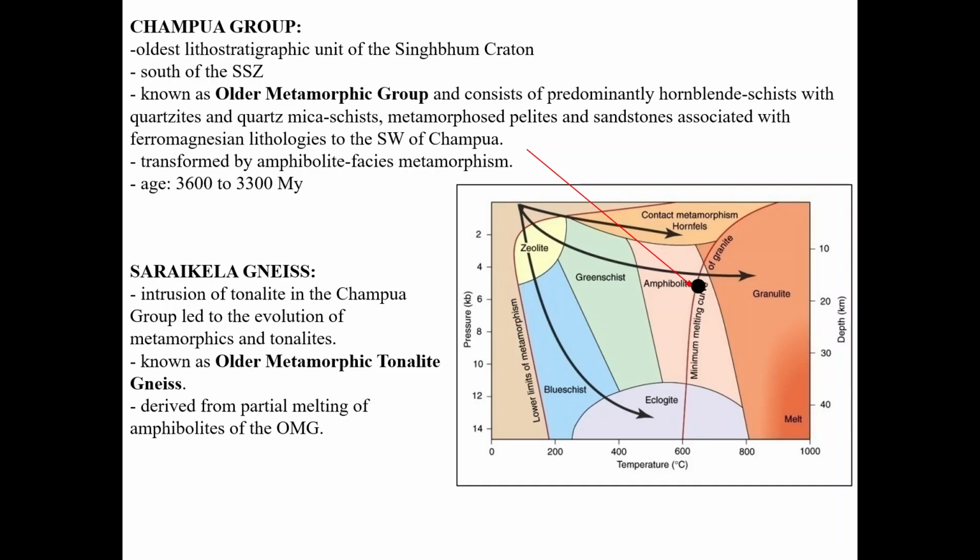It is overlain by the Saraikela gneisses, and Saraikela gneisses are the TTG. So it is an intrusion, also referred to as the older metamorphic tonalite gneisses. Sorry, it is not TTG, it is OMTG. These OMTG have been derived from the partial melting of OMG, the older metamorphic group. So this partial melting of the older metamorphic group led to the evolution of tonalites in the rock record.